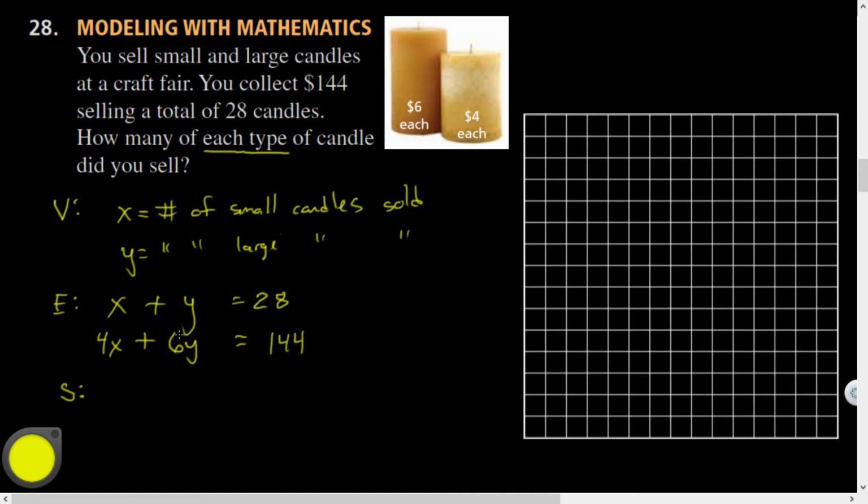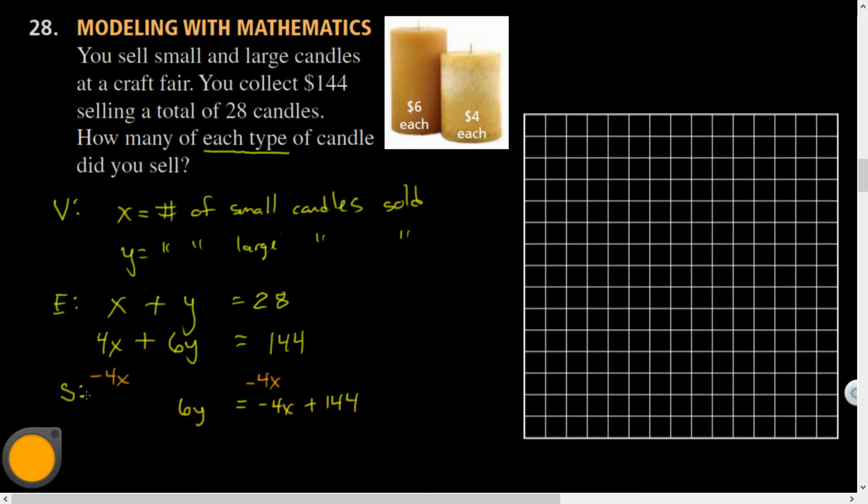Let's put these in slope-intercept form. Let's see. I'll put the other one in slope-intercept form first. My bad. So let's solve for y. Subtract 4x from both sides. Right, 6y equals negative 4x plus 144.